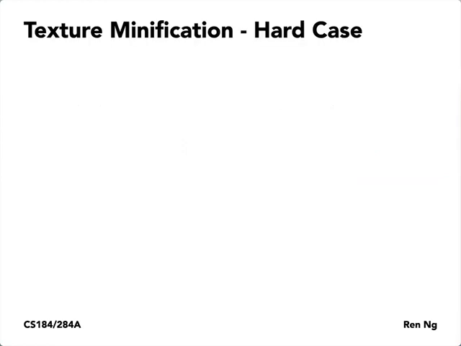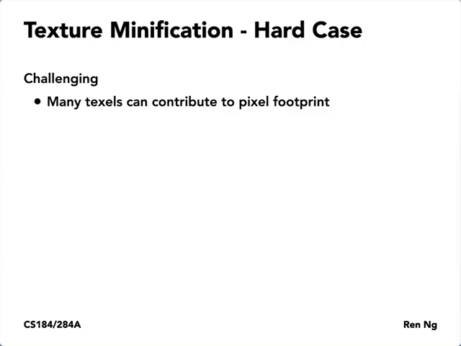Okay, so that's the easier texture reconstruction and sampling case. Let's talk about texture minification, where a lot of anti-aliasing issues will really come up. Okay, this is the hard case, texture minification. Drawing the texture image onto the screen at lower pixel resolution. It's challenging because there can be many texels, many texture image pixels, that project into the same screen pixel footprint.